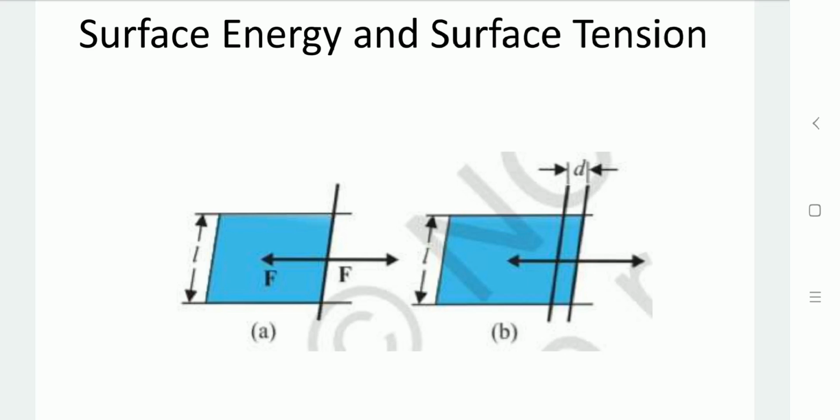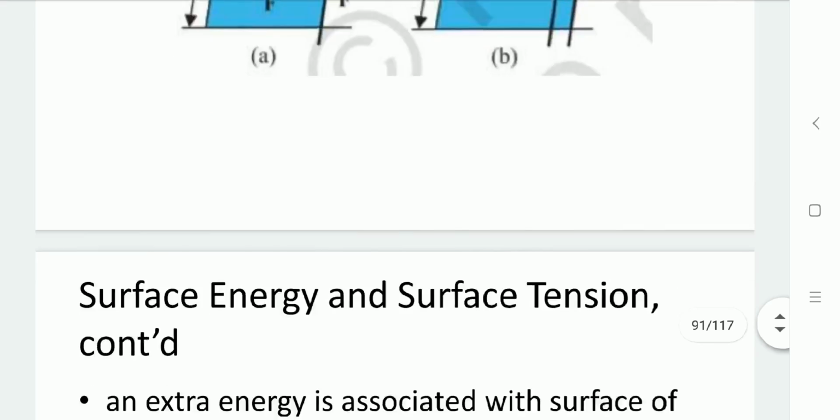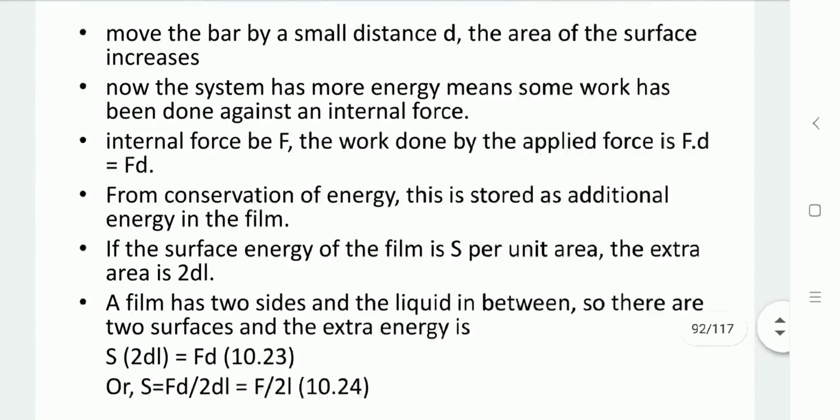So S is the magnitude of surface tension, which is equal to the surface energy per unit area of the liquid interface, and that is equal to the force per unit length exerted by the fluid on the movable bar.